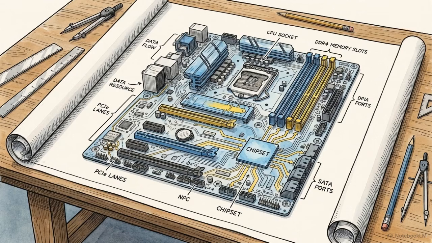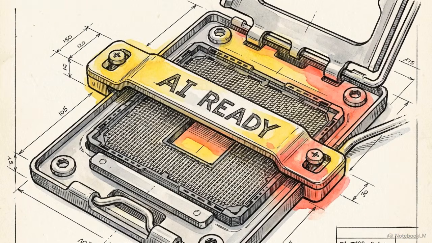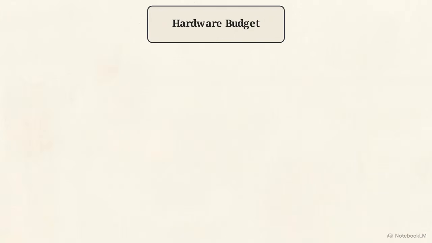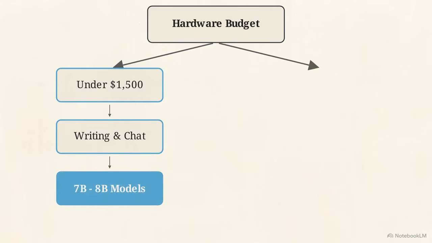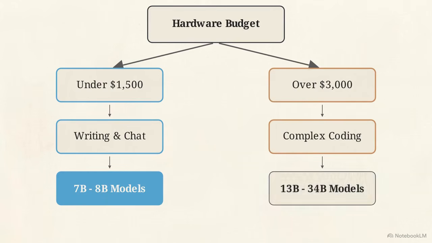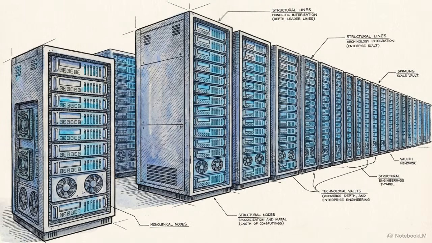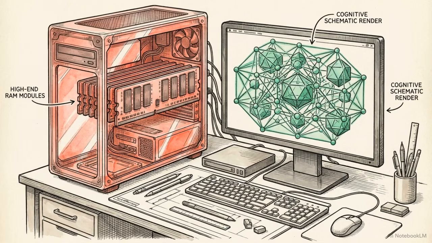We can now map these tiers to your specific situation to find the right deployment for your machine. The first decision point is your hardware budget. If your budget is under $1500 and you need writing or chat help, focus on 7B to 8B models. If you invest over $3000 for complex coding, target the 13B to 34B tier. Only those with enterprise-level budgets and commercial accuracy requirements should consider the 70B models. Successful local AI deployment depends on aligning your machine's memory capacity with the specific cognitive depth your project requires.